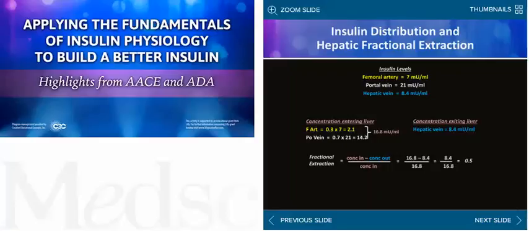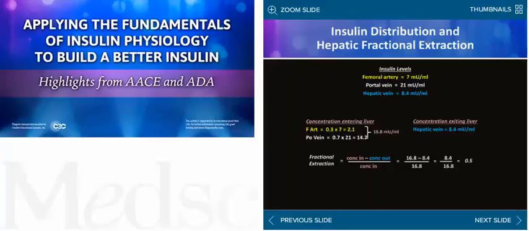Then, of course, if you look at what's coming out of the liver, it's about 8. So you can calculate the fractional extraction of insulin by the liver, the amount of the insulin that it sees that it actually destroys, and that is shown here. The concentration of insulin going in minus the concentration coming out, divided by the concentration going in, and here's the math. You can see that in this example, it's about 50%. These numbers are almost identical in the human. So under most circumstances, the liver destroys about 50% of the insulin that it sees.